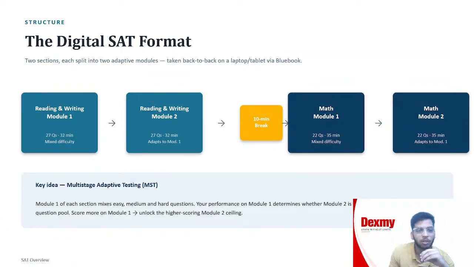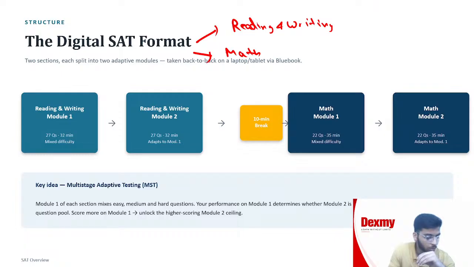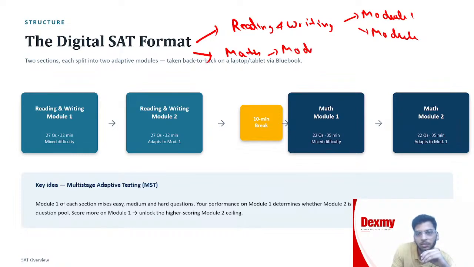So now, the digital SAT format. We'll see the digital SAT format. What is the format? First of all, it consists of two parts. The two subjects are mainly comprised of, first, reading and writing, and the other is math. Both have two modules each. So it will have module one and module two. Same with mathematics, module one and module two.